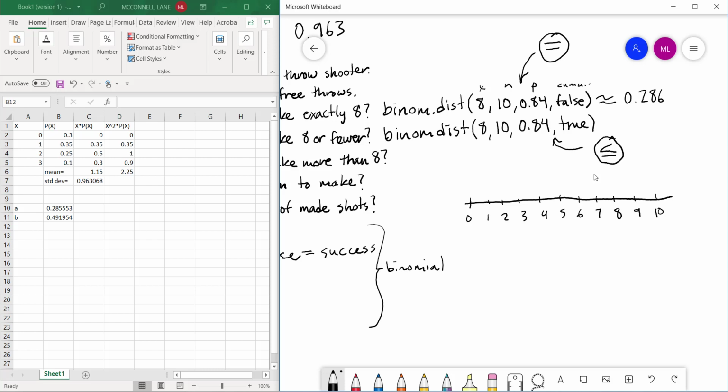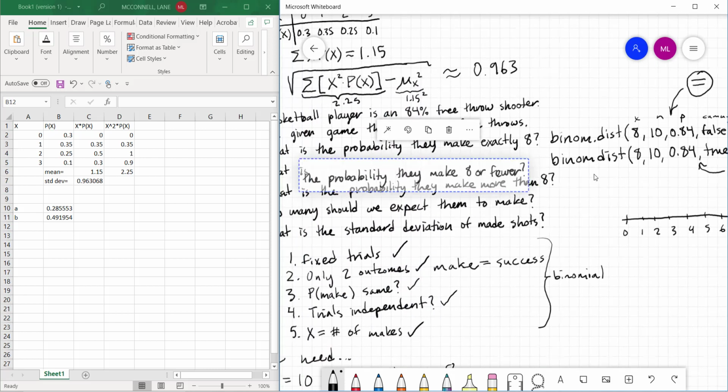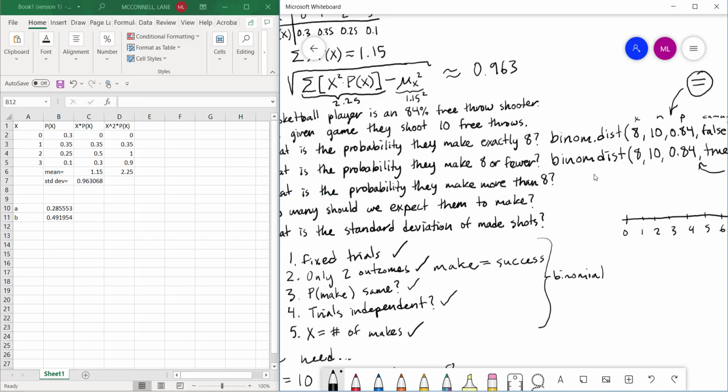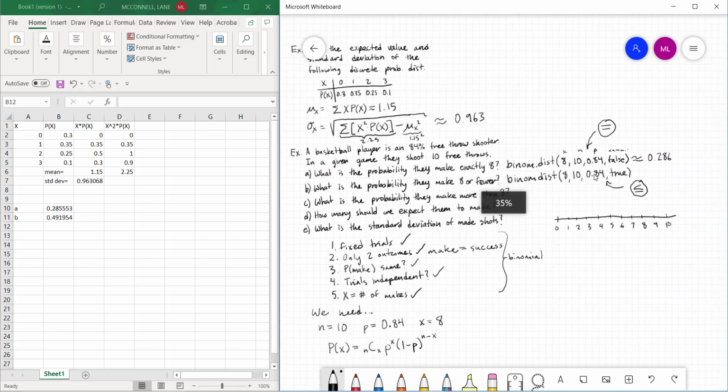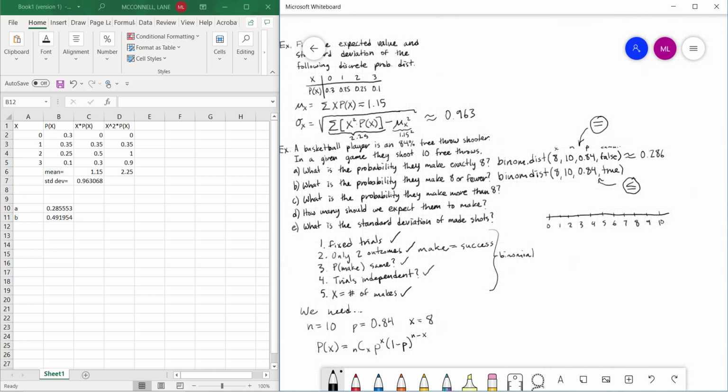in this case, we're interested in what's the probability that they make more than 8? Well, where's the cutoff for more than 8? That would be right here between 8 and 9. So everything over here is more than 8. And that means everything on this side, the 8 and everything less, is 8 or fewer, which is its complement.